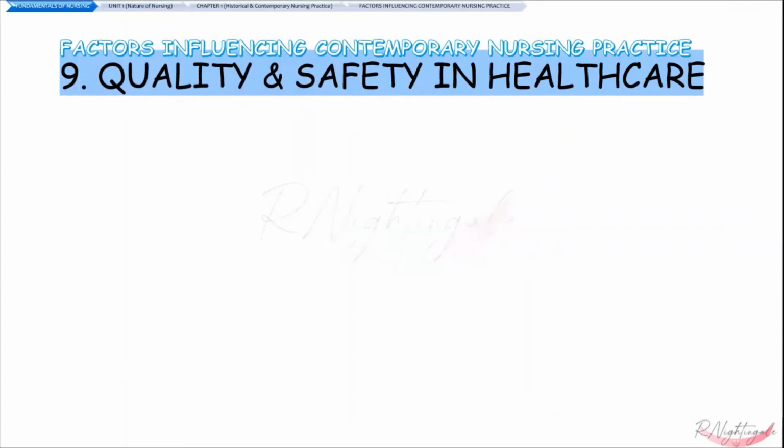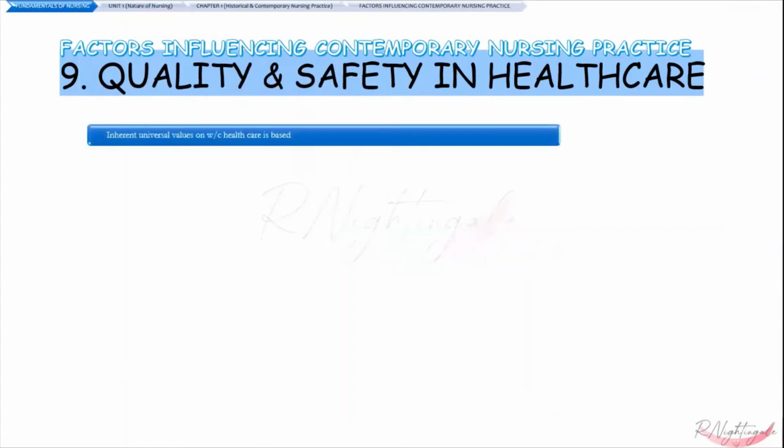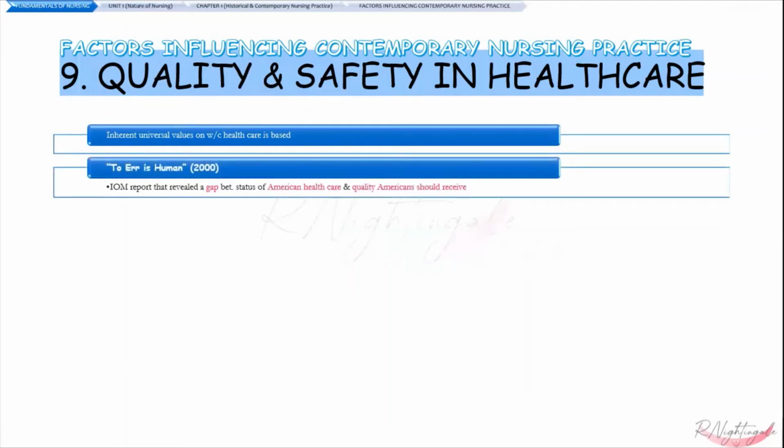Ninth factor is the quality and safety in healthcare. Quality and safety are inherent universal values on which healthcare is based. However, the report To Err is Human, published by the Institute of Medicine in 2000, revealed a gap between the status of American healthcare and the quality Americans should receive. Since then, the IOM has published a series of reports confirming that quality and safety are the leading contemporary issues in healthcare, contributing to cost and poor outcomes.